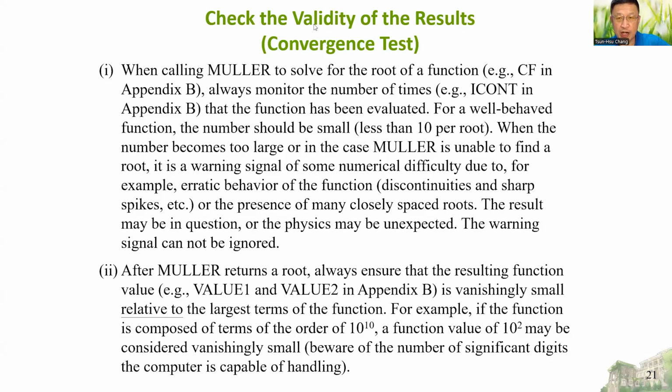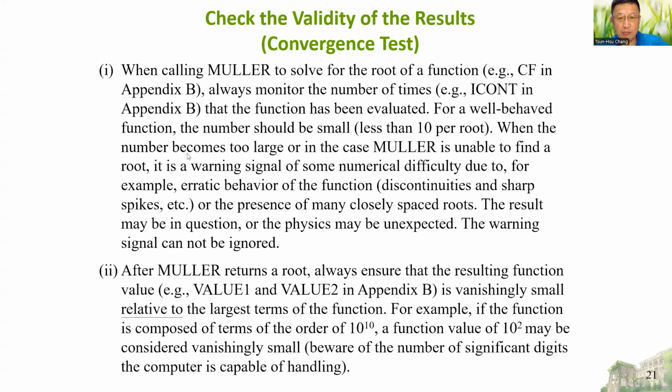We should always check the convergence. Numerical results are not always correct. Therefore, we should always be careful. When calling Muller to solve for the root of a function, always monitor how many times you iterate. I count in Appendix B the number of times the function has been evaluated. For a well-behaved function, the number should be small, not too large.